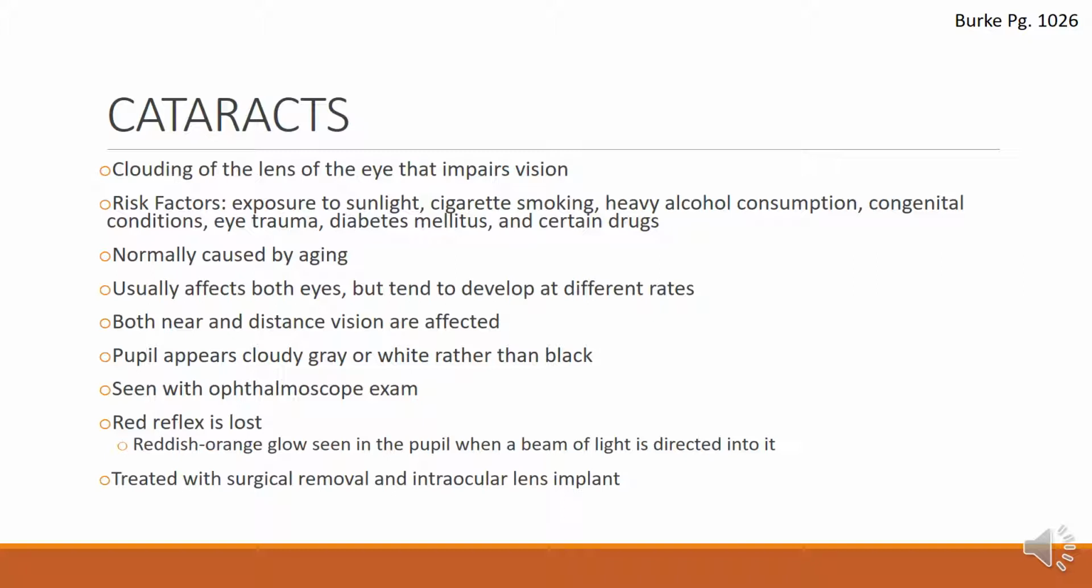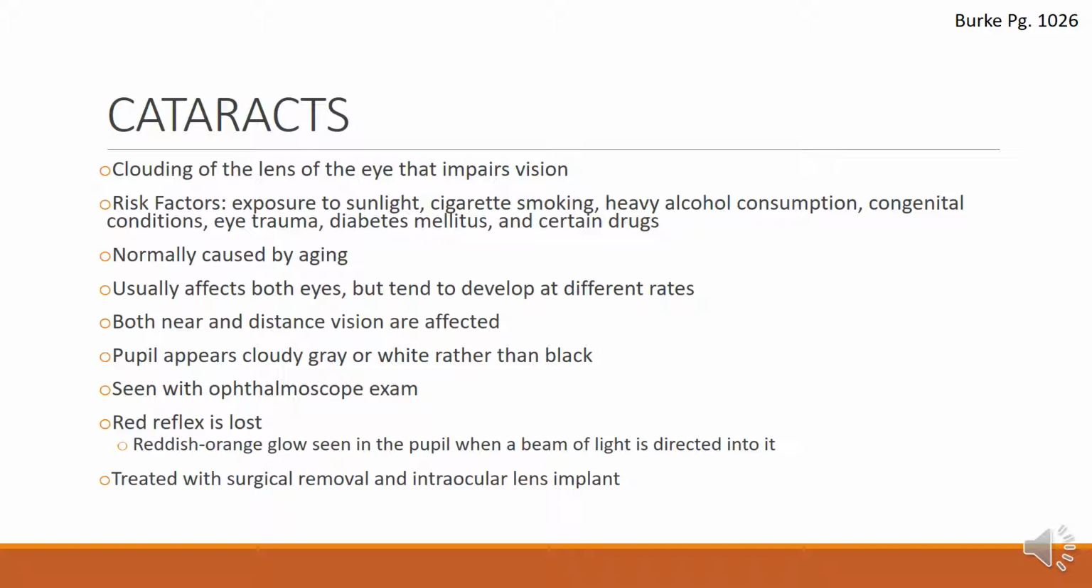Cataracts itself is the clouding of the lens of the eye that ends up impairing vision. There's multiple risk factors, including exposure to sunlight, cigarette smoking, heavy alcohol consumption, congenital conditions, eye trauma, diabetes, and certain medications. It's normally caused by aging, but again, can be caused by other things. Usually affects both eyes, but tend to develop at different rates. With cataracts, both near and distance vision are affected.